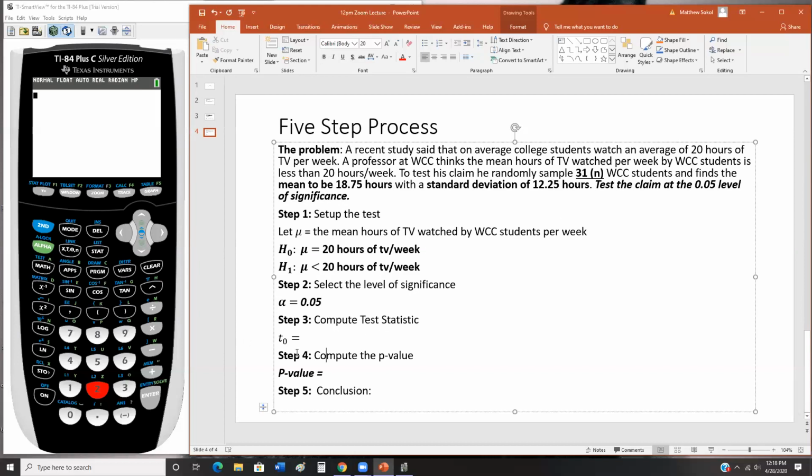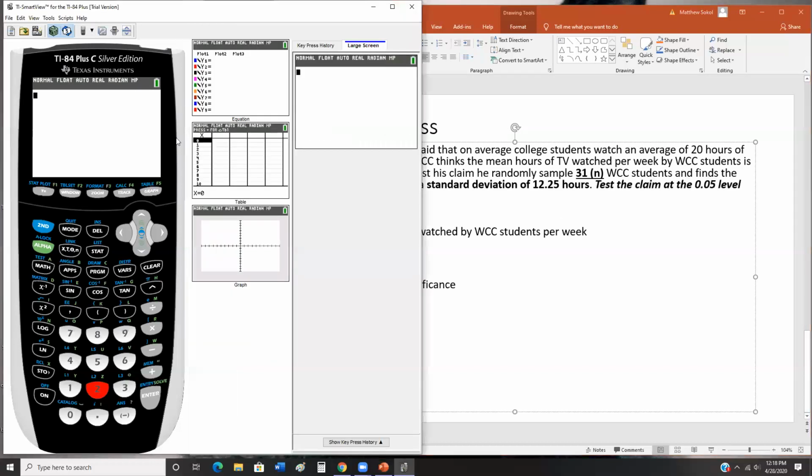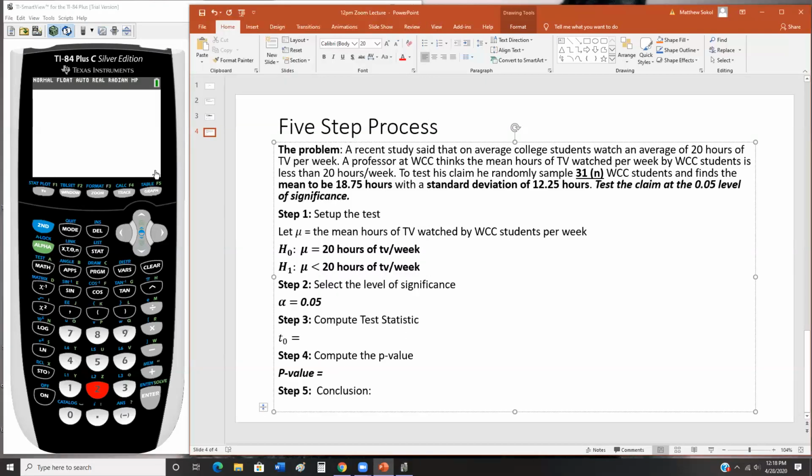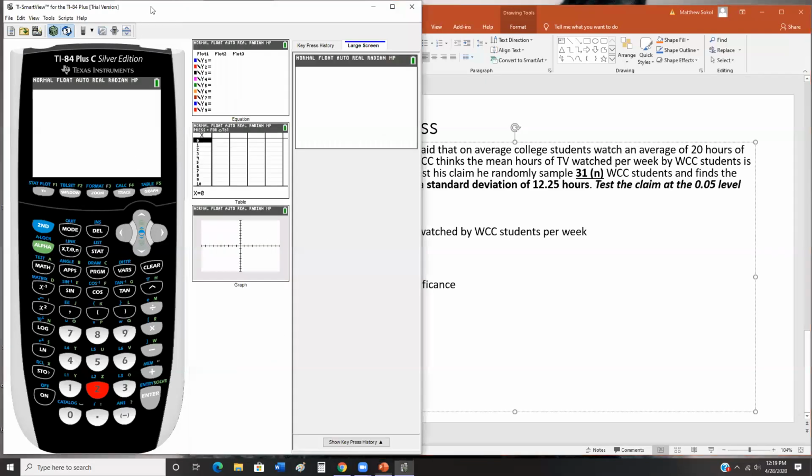Okay, step three, you need to compute what's called the test statistic. What the test statistic is, it tells you basically how many standard errors you are from the assumed mean. Now, the good news is there's a formula for this, but your calculator will compute this test statistic for you. So you're going to grab your trusty calculator right here. And for this next step, both step 3 and 4, your calculator will do for you.